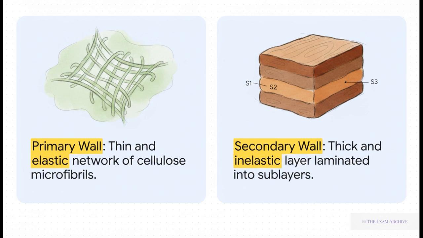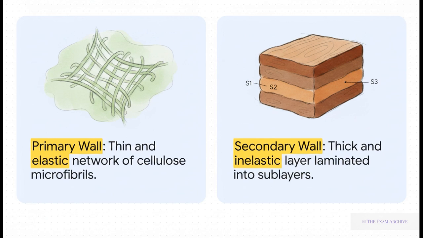Now, once those cells are glued together, we see a really fascinating contrast in the inner walls. The primary wall is built first, inner to the lamella. Think of it kind of like flexible scaffolding. It's thin, it's elastic, and it's made of a loose network of cellulose microfibrils floating in this gel matrix of pectin and hemicellulose. This elasticity is absolutely crucial because it allows the young plant cell to expand and grow.